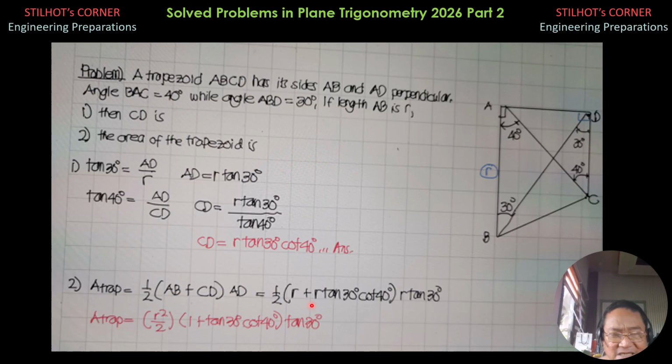AB is R, CD is R tangent 30 cotangent 40 degrees, and AD is R tangent 30. Factoring out R and R in these parentheses here, we have R squared over 2, or 1/2 R squared, and what would be left here is 1 plus tangent 30 degrees cotangent 40 degrees, then the quantity times tangent 30 degrees. So that's it, as simple as that.